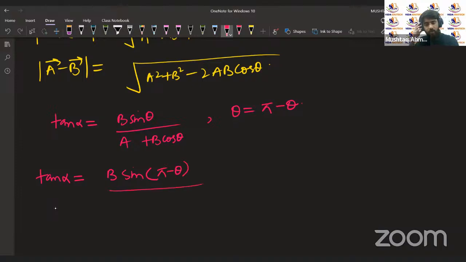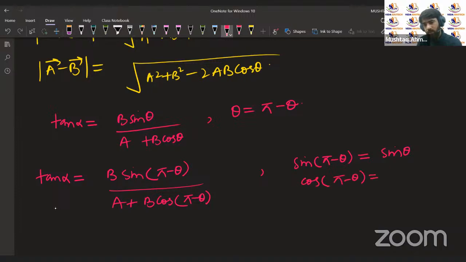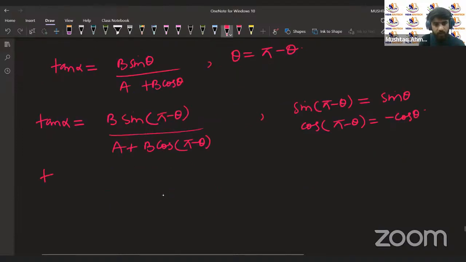Pi is in radians. In degrees, pi is equal to 180 degrees. So we can place here A plus B cos of pi minus theta. Sine of pi minus theta is the same as sine of theta, and cos of pi minus theta is equal to minus cos of theta. So we can just substitute the value of these angles in this equation. We'll be getting tan of alpha equal to B sine theta upon A minus B cos theta.